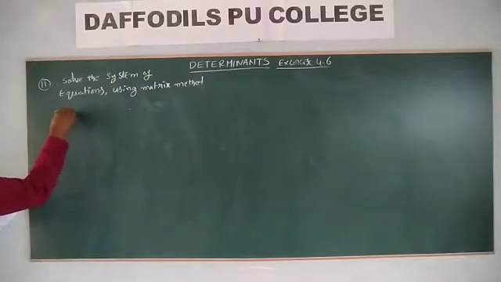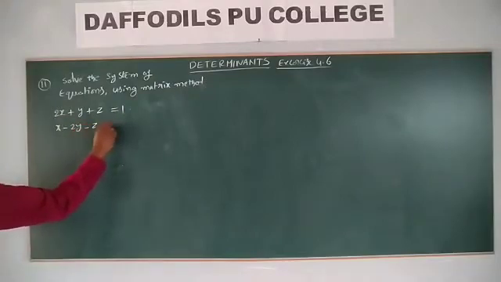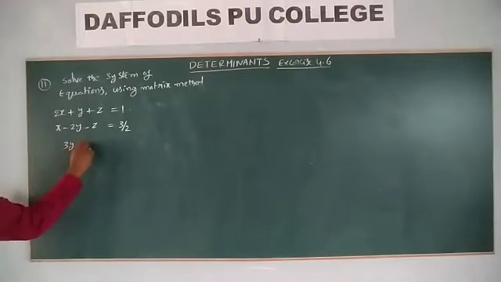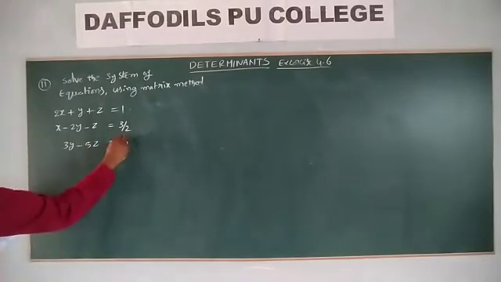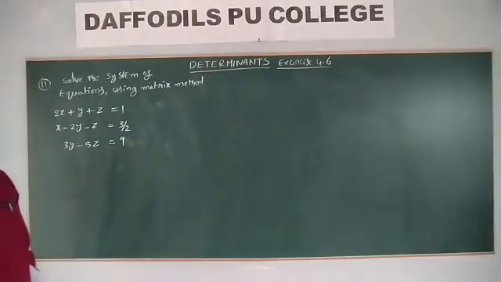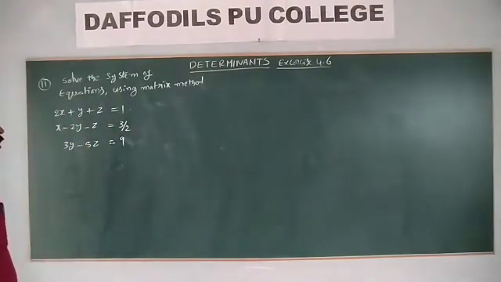The given equations are 2x plus y plus z is equal to 1, x minus 2y minus z is equal to 3 by 2, 3y minus 5z is equal to 9. These are non-homogeneous linear equations.